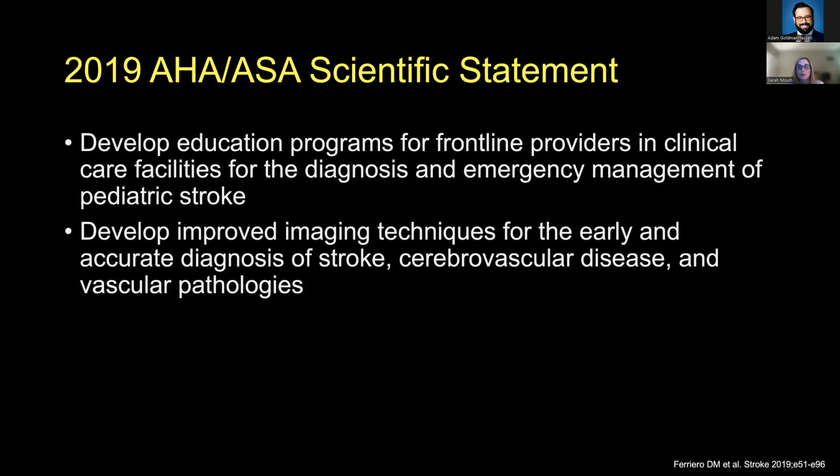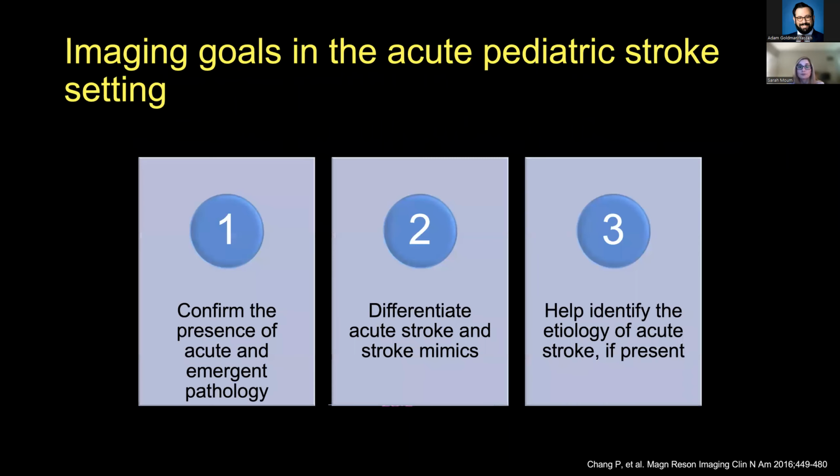Stroke awareness and treatment has been a focus for years in the adult population and has significantly improved patient outcomes. Imaging, as was noted in the statement, plays a central role in early and accurate diagnosis of stroke and its causes. So let's move on to discuss the neuroimaging approach to childhood stroke. So what are the goals of this imaging? Foremost, we aim to confirm the presence of acute and emergent pathology. Second, we want to differentiate acute stroke and stroke mimics. And third, we want to help identify the etiology of acute stroke if present.